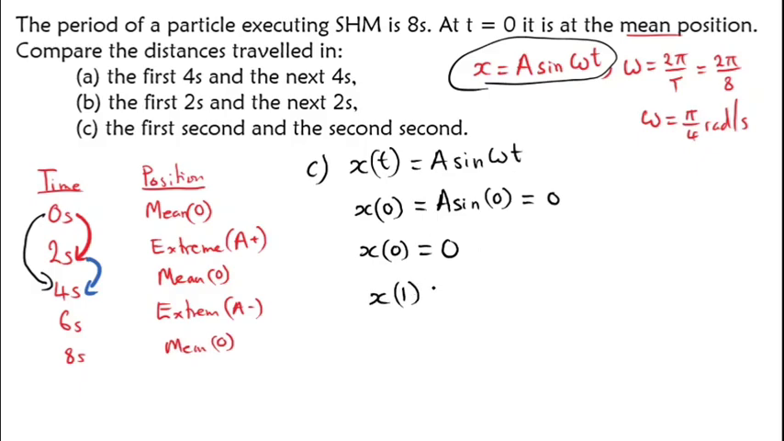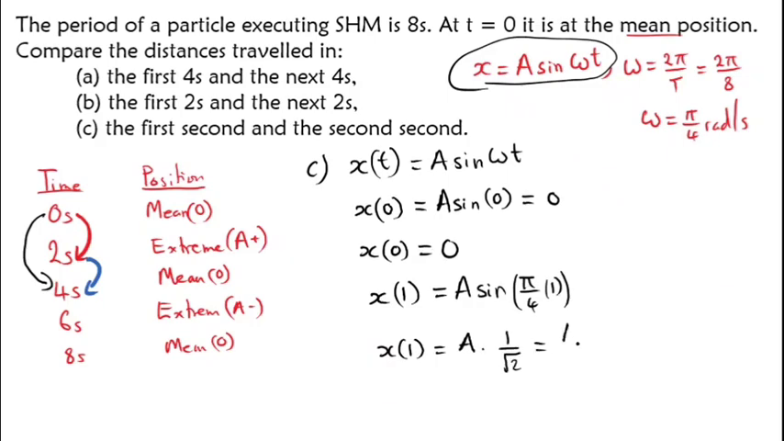I'll just substitute in my formula there. This will give us A sine. Now remember our omega is pi over 4. So that will be pi over 4 and time is 1. So x(1) will be equal to A sine pi over 4. Sine pi over 4 is simply root 2 over 2, or simply 1 over root 2. So that will be A multiplied by 1 over root 2, giving us A over root 2.